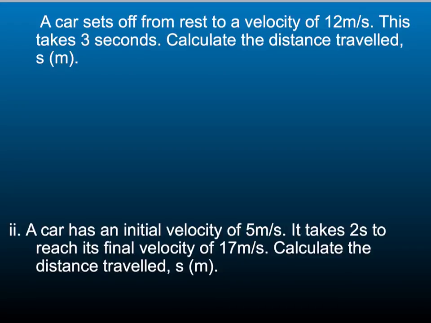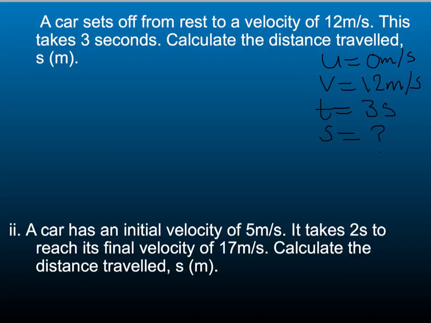So this one, the car sets off from rest. So it's starting at rest. So u, its initial velocity, is 0 meters per second. Then it says it reaches a velocity of 12 meters per second. So v is its final velocity. It says this takes it 3 seconds. Then we don't have any more information apart from that the question wants us to work out distance. So s is the question mark. So you have u, v, t and s.